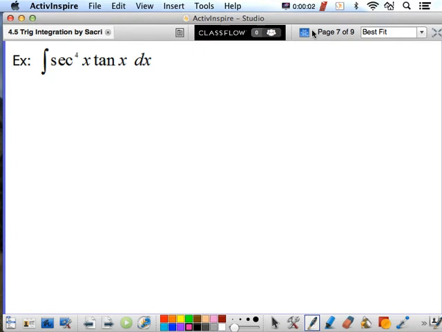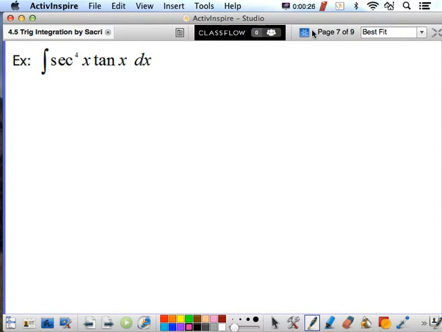So here, we have the integral of secant to the fourth of x times tangent of x with respect to x. Obviously this is not one of the original six. It's not sine, it's not cosine, it's not secant squared, it's not cosecant squared, it's not secant tangent, and it is not cosecant cotangent. Because of that, it's not a true trig problem. It has to be a power rule problem.